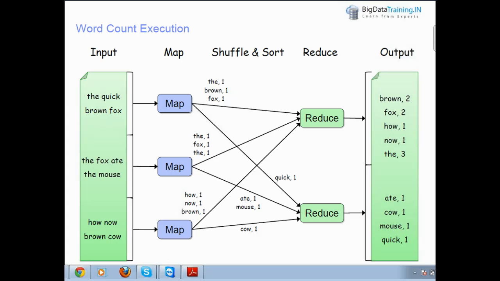So your mapper reads the input data and then processes it to produce output data. In that sense, what does that essentially mean to us? It also does something called shuffle and sort. So what do we mean by shuffle and sort?